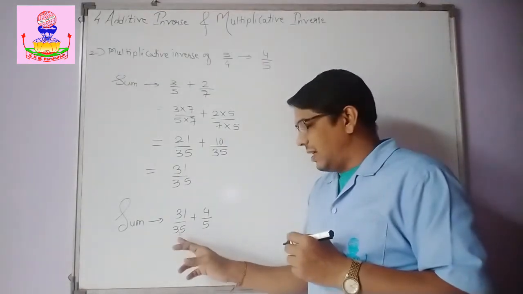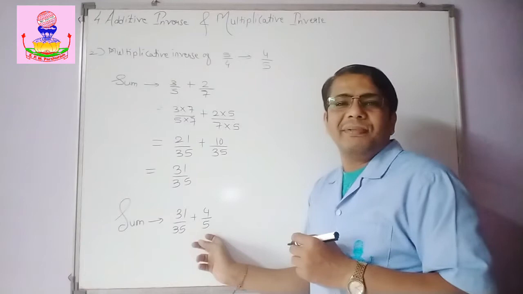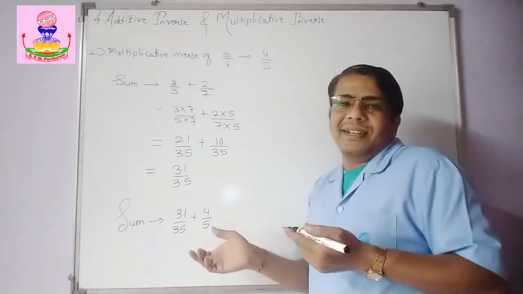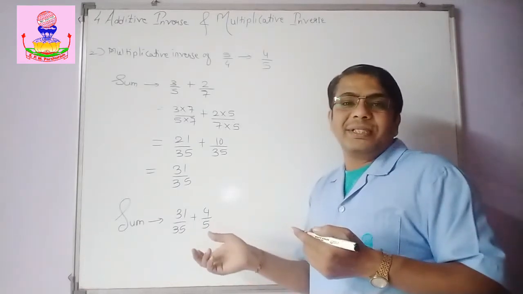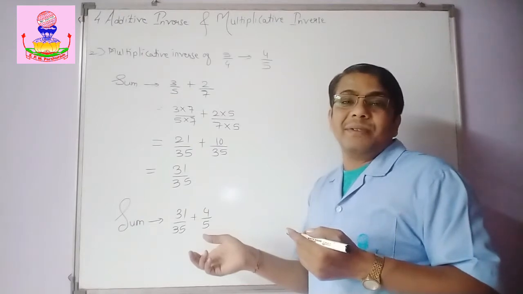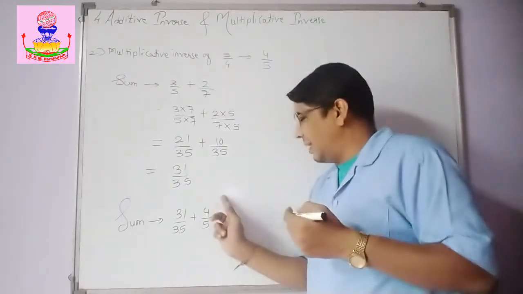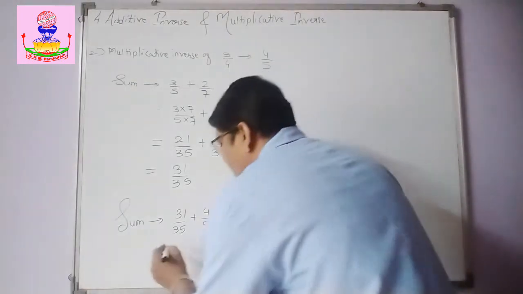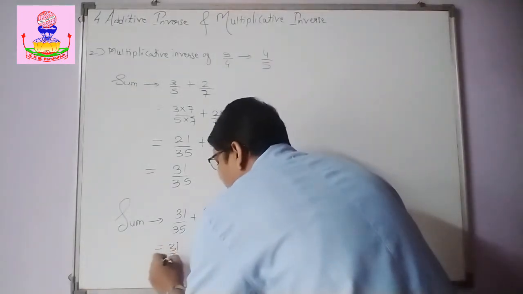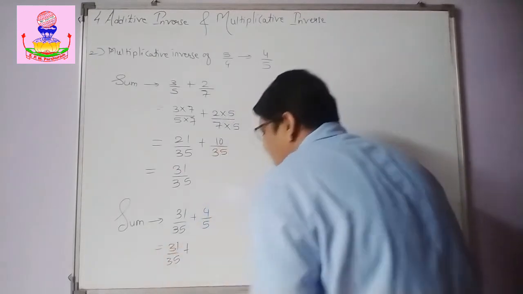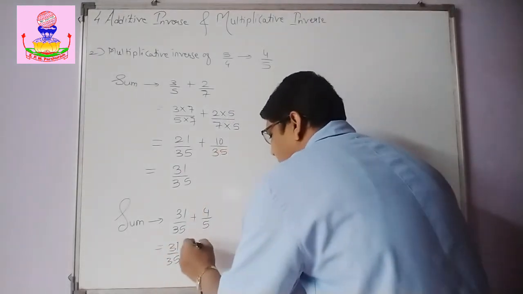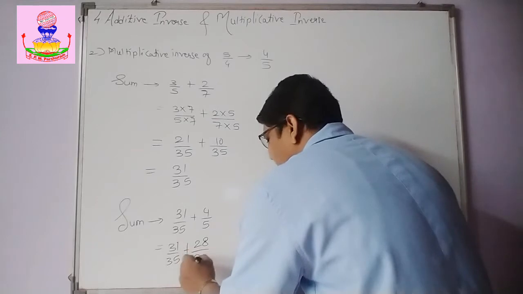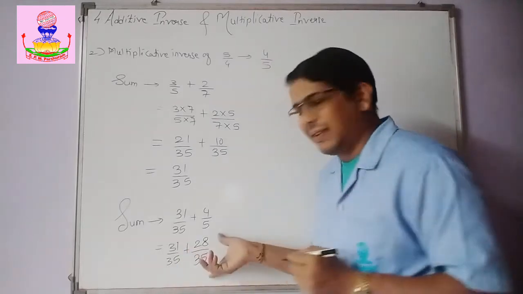But here see, 35 is a multiple of 5, right? 35 comes in the table of 5. How many fives are 35? Yes, 7 fives are. So multiply only this fraction by 7. That's easy. Okay. So 31 upon 35 plus 7 fours are 28, 5 sevens are 35. Now directly I have done.